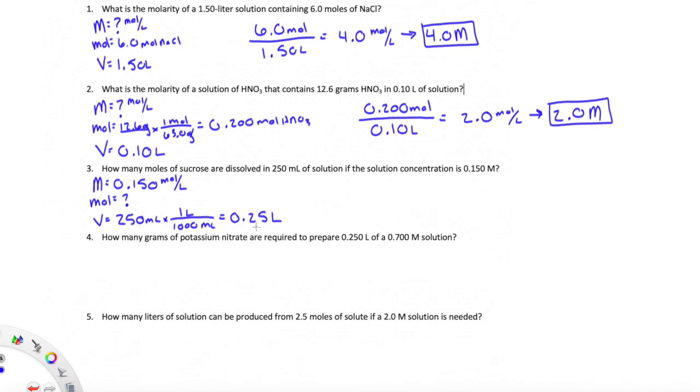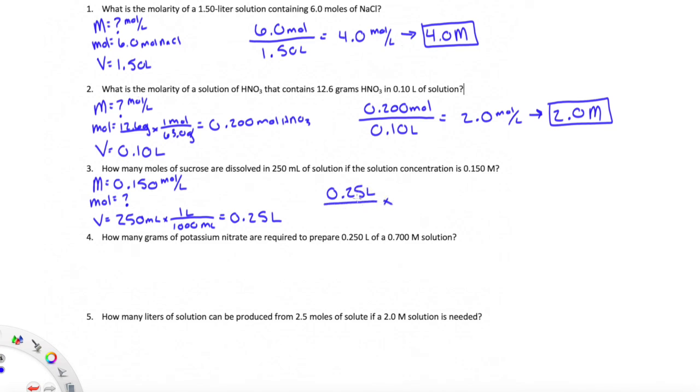All right, so when we have a problem like this, where either moles or volume is our unknown, we're always going to start with either moles or volume. And since I know volume in this case, I'm going to start with my volume. I have 0.25 liters.